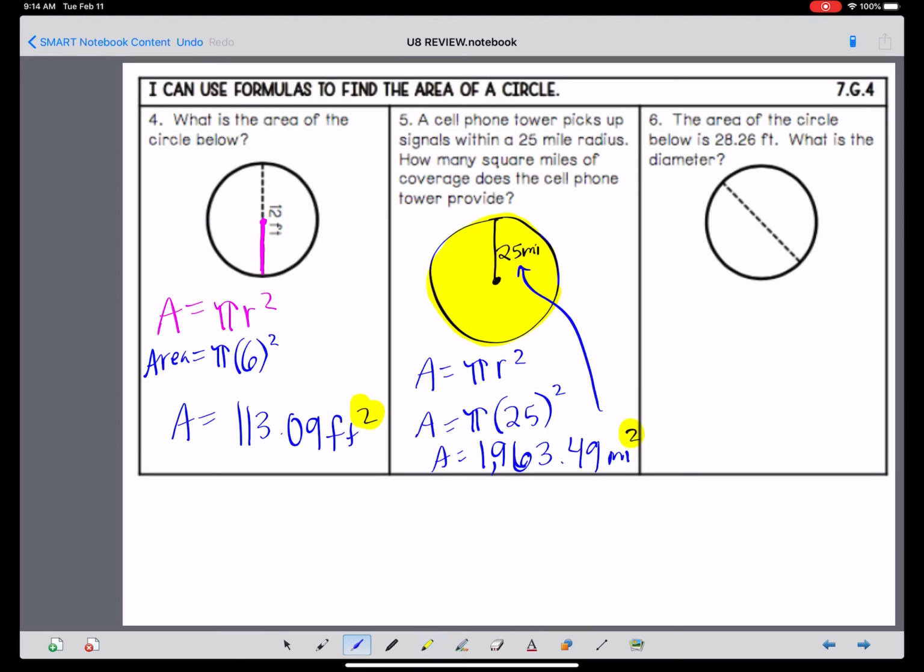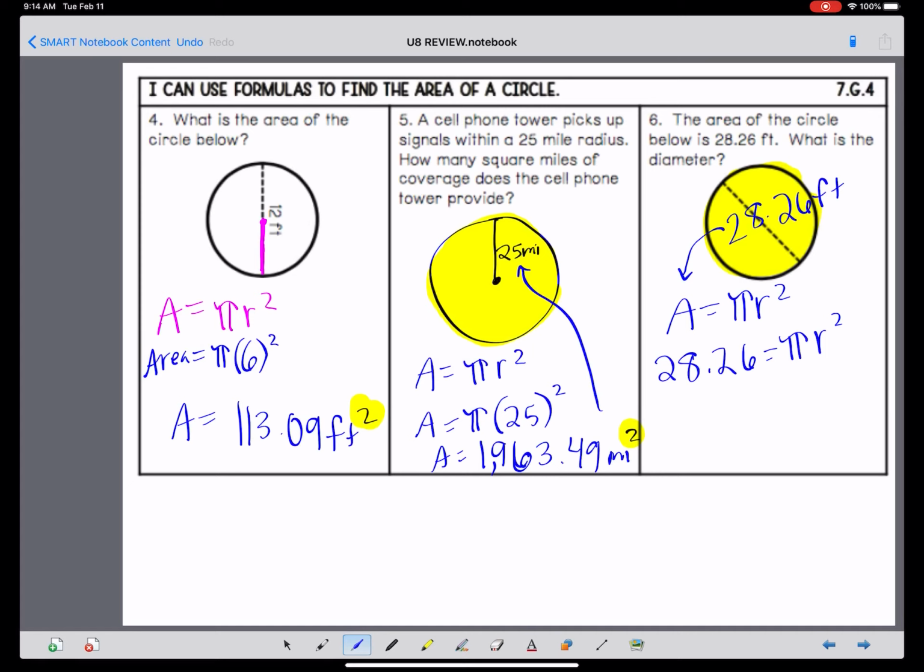The area of the circle below is 28.26 feet. What's the diameter? They're giving us this entire coverage right here, the whole area, and they said it's 28.26 feet. Well, area is equal to pi times our radius squared. We don't know the radius, but what we do know is the area. So let's plug that into our equation. 28.26 equals pi times the radius squared.